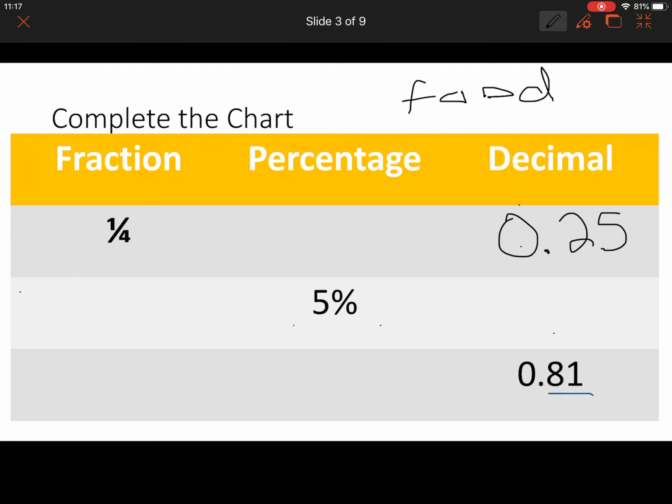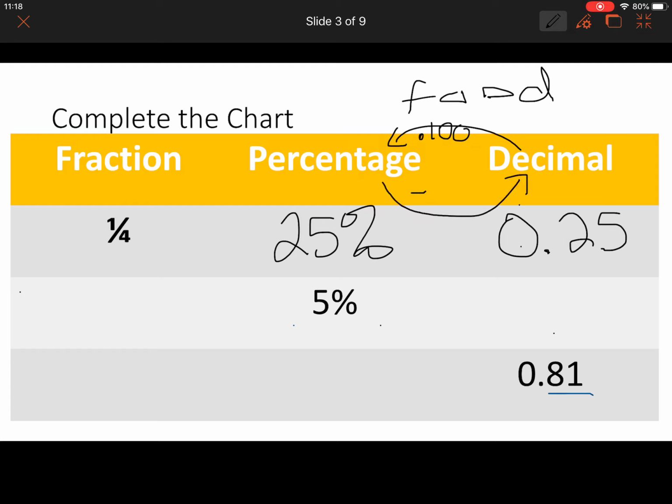To get this to a percentage, we need to know how many hundredths this is, and this is 25 hundredths. So this is the percentage 25. Also, some of you may have been taught to get from decimals to percentages, you can multiply by 100. So then how would we get from percentages to the decimals if we needed to put them into our calculator? Then we could divide by 100.